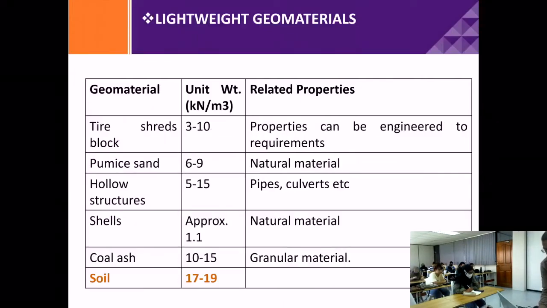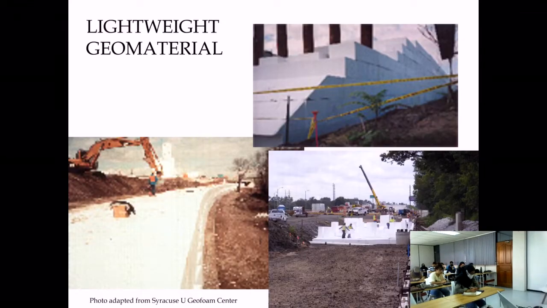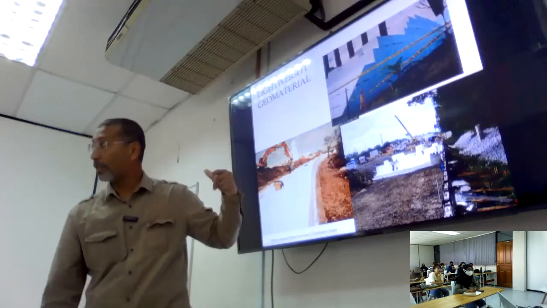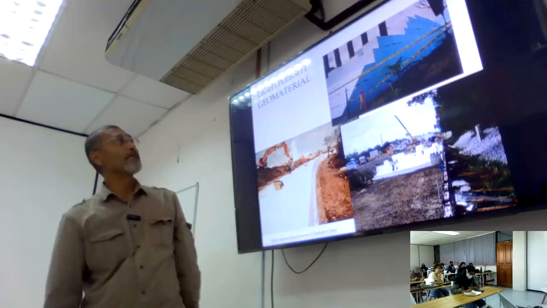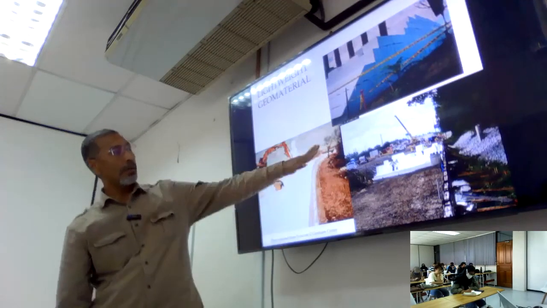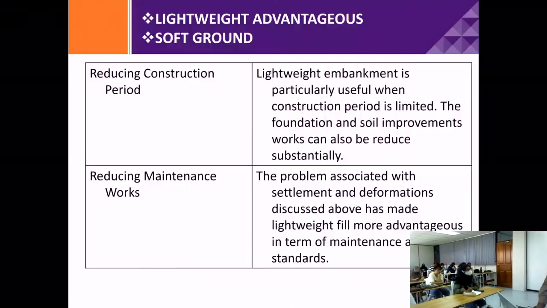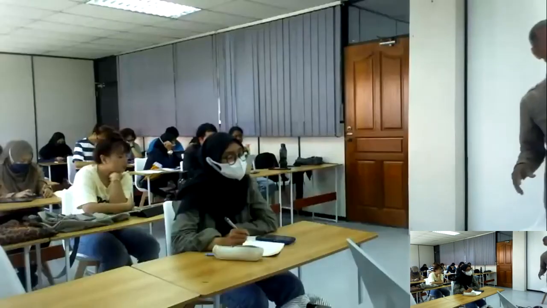I think I've shown you this one before. Alright, so that's how it's done. For example, see, we have removed the soil here and replaced it with a geo block or polystyrene block. This one is a lot lighter along the road, so there will be less pressure on the existing soil. So there are various advantages if you are using the lightweight material. It will reduce the construction period. It will reduce maintenance work.